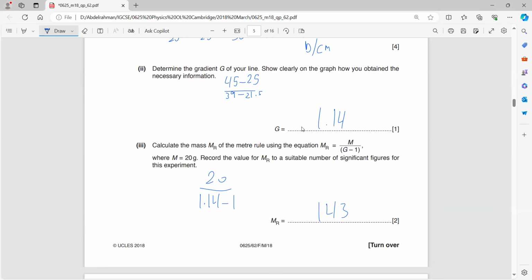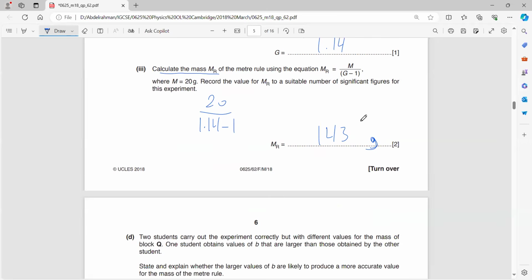143. Okay, 143. What is the unit? You have to know what you are calculating. I'm calculating the mass of the meter ruler. The mass would probably be in grams. If you use kilograms, that would definitely be wrong. 143 kilograms as the mass of a meter ruler is definitely not logical. So 143 grams is a logical mass for a meter ruler.